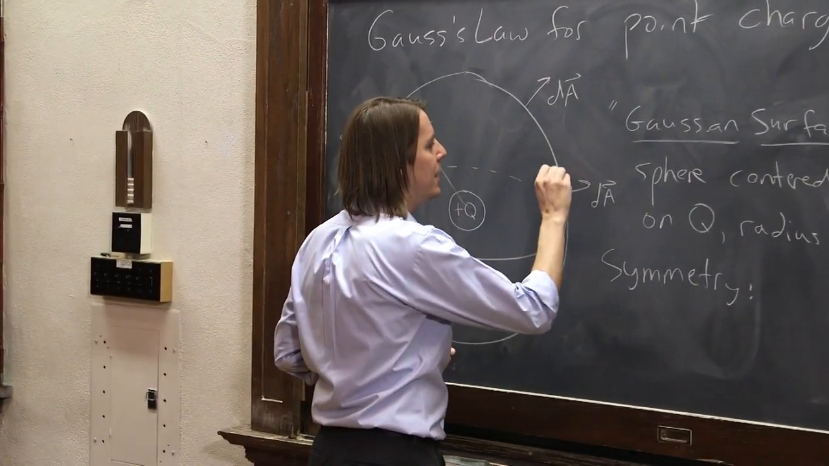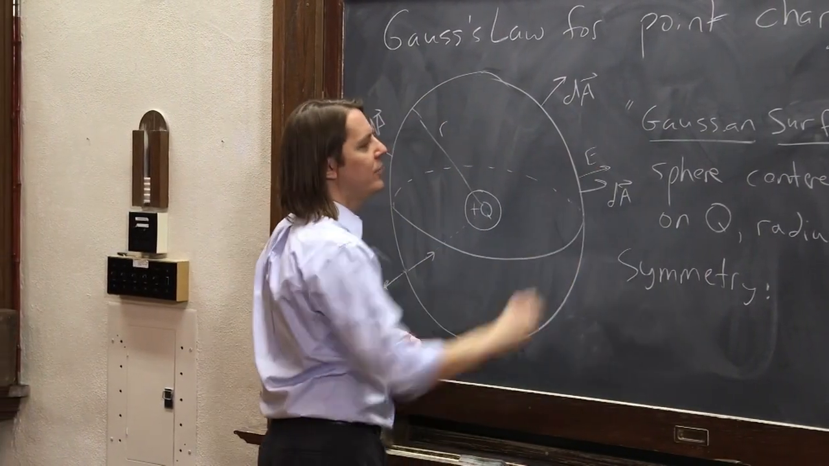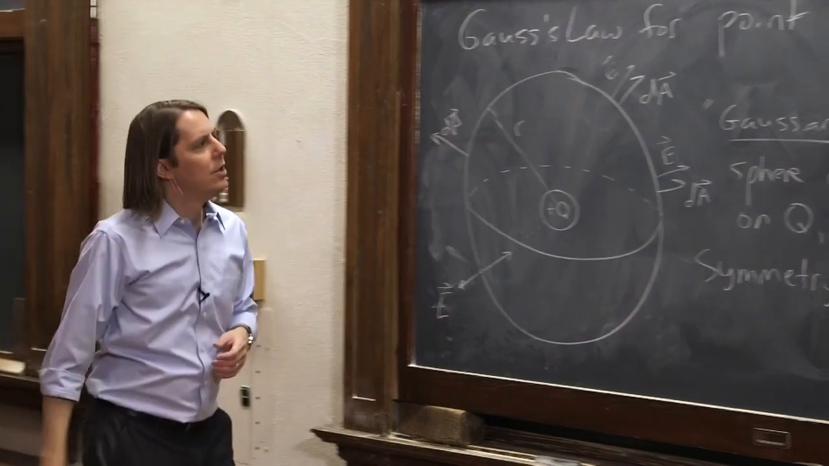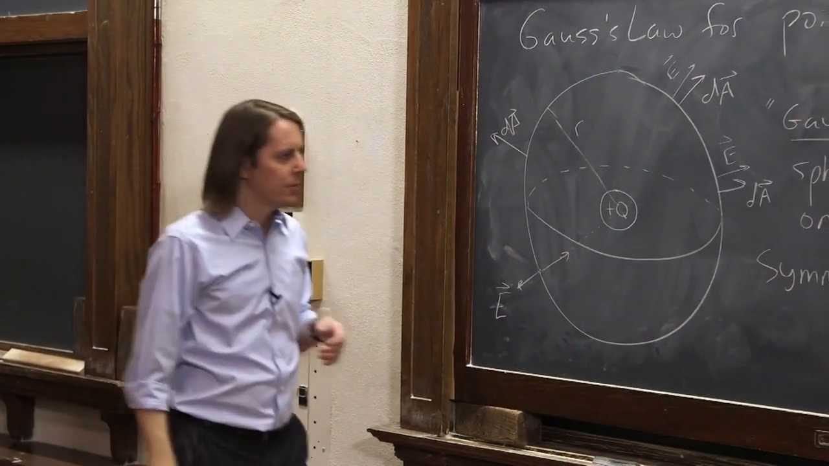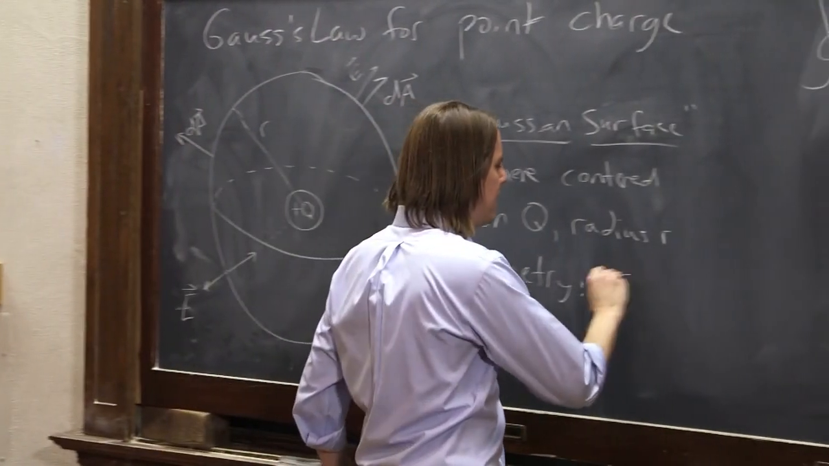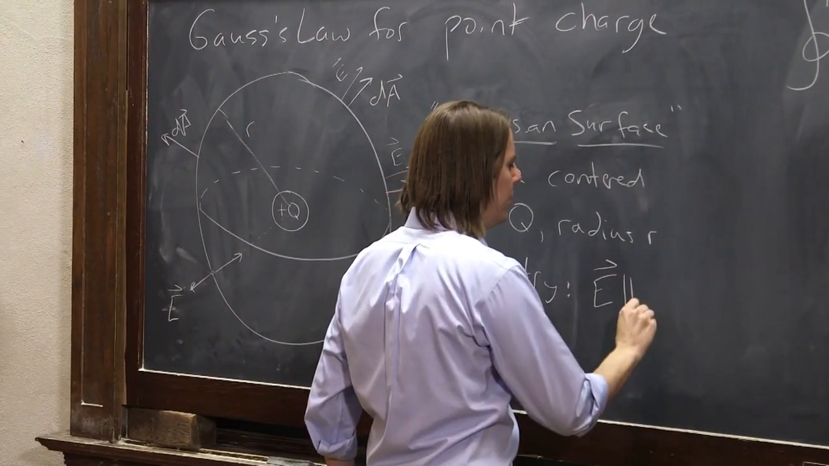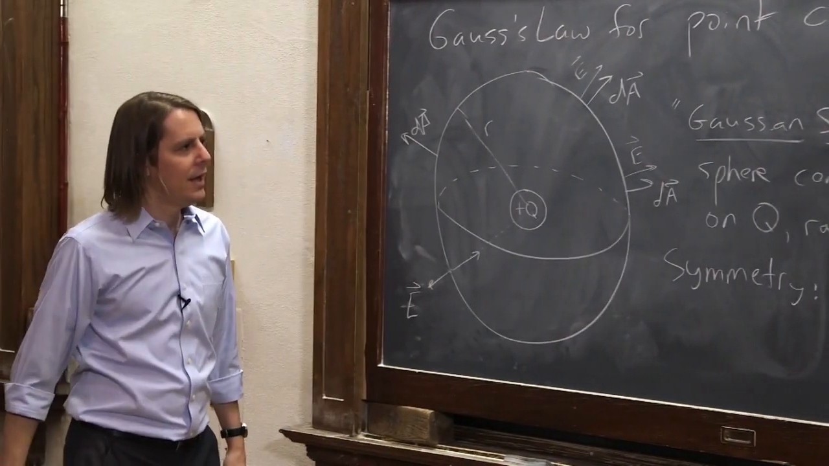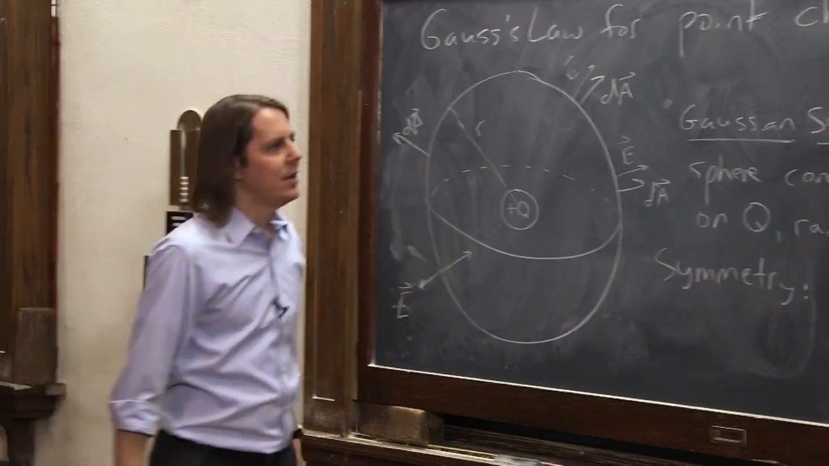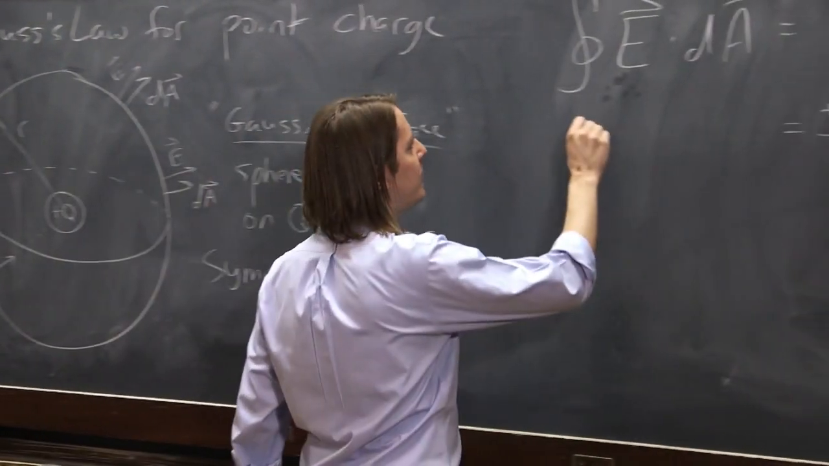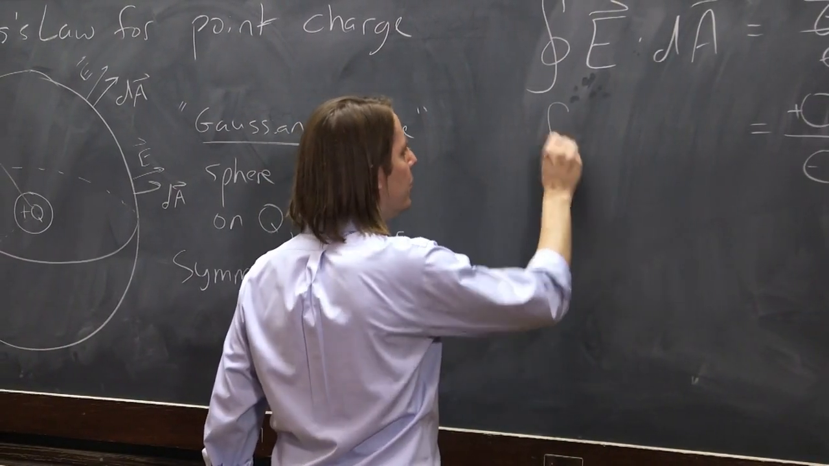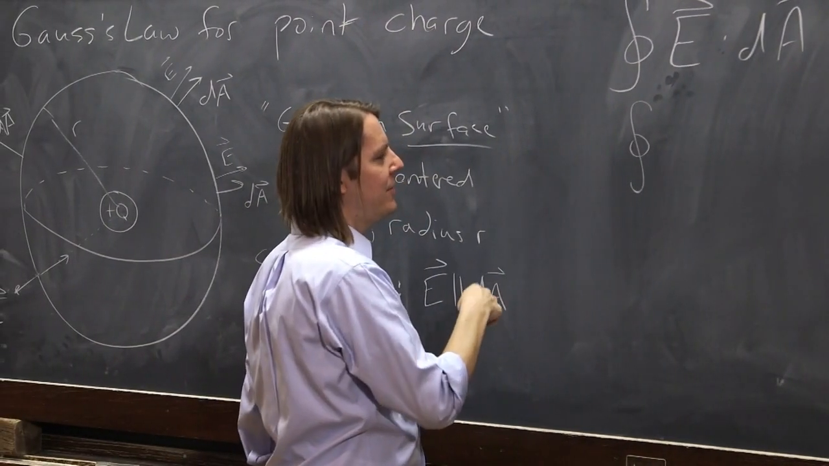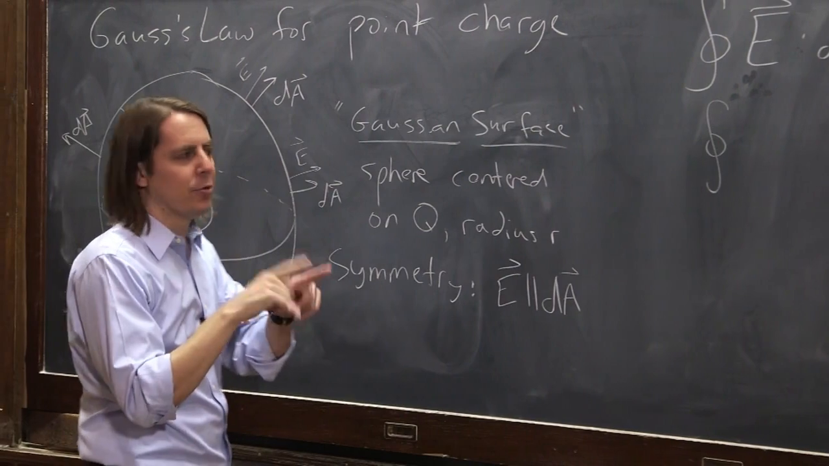Due to symmetry right here, the E field has to stick out. And due to symmetry right here, the E field has to stick out. So due to symmetry of a sphere and the charge being at the center, E is always parallel to dA. Okay? And that rule lets us simplify the integral a little bit. It lets us say it's the integral around a closed surface, and now that we know that E is parallel to dA, that means the angle between them is 0 and the cosine of 0 is 1.